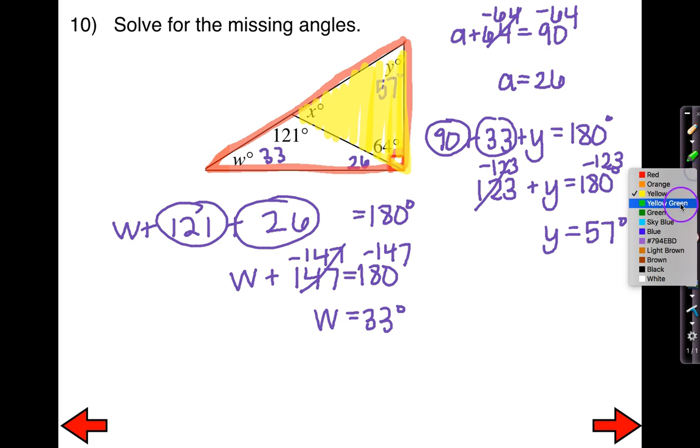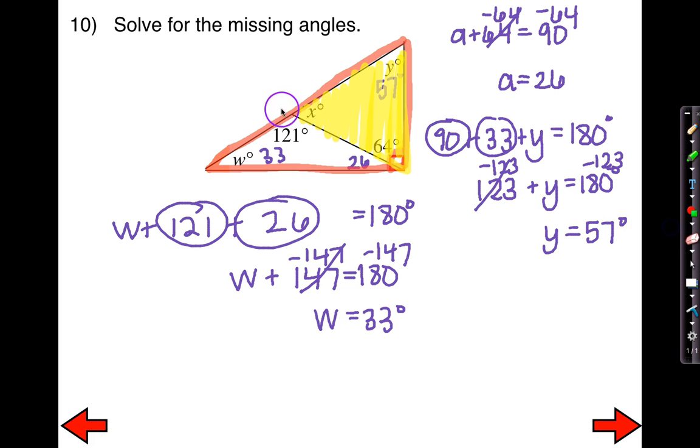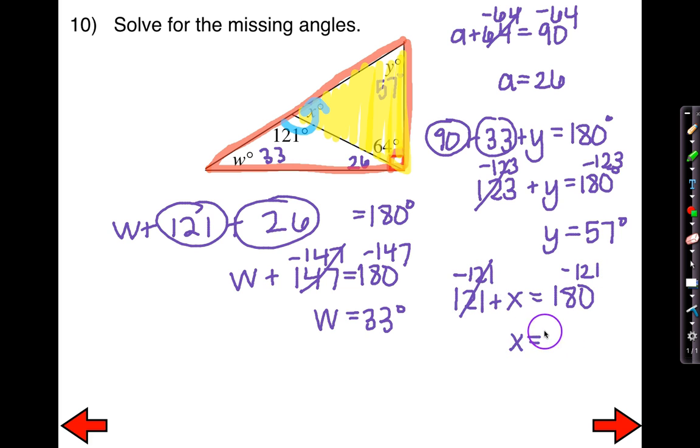Or you can say, I think, which is a little bit easier, oh, look, these lines are supplementary. And I know that 121 plus x should equal 180 degrees, and then solve from there. So there's different ways of solving it. You're still going to get the same exact answer. It's whatever you see first and whatever you deem to be easier for you to solve. So in this case, I would get that x equals 59 degrees.